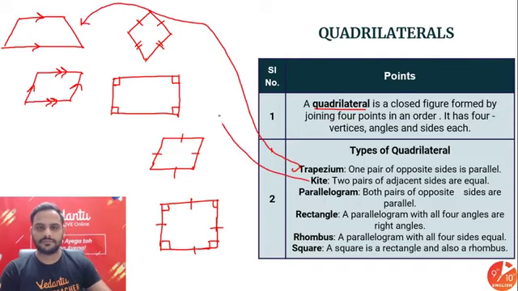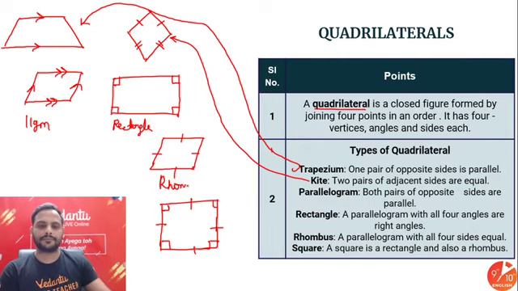Trapezium, kite, okay, I'll write the name here, parallelogram, rectangle, rhombus and square.